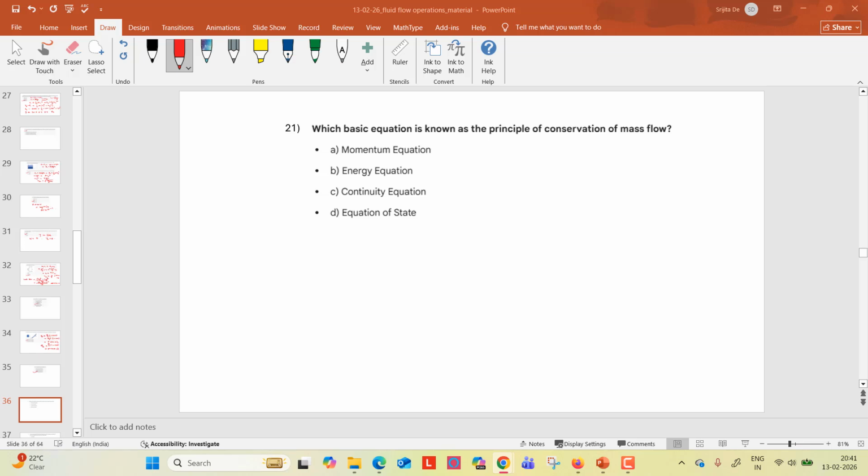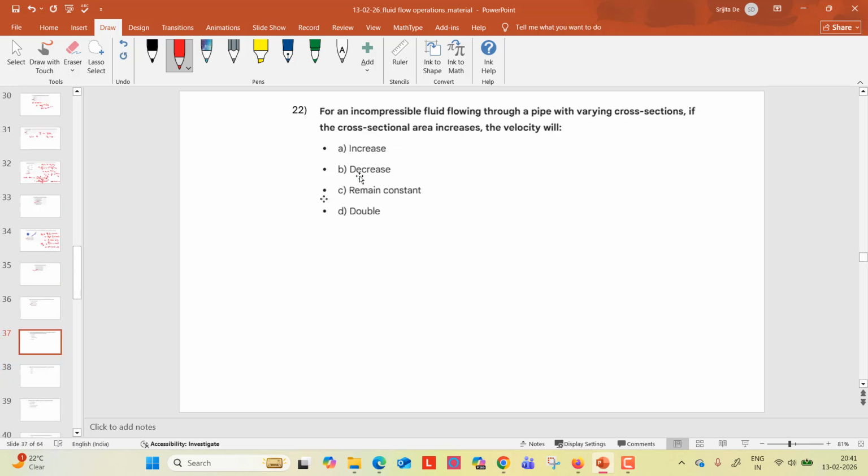Which basic equation is known as the principle of conservation of mass flow? You know that it is the continuity equation. Next, for an incompressible fluid flowing through a pipe with varying cross sections, if the cross sectional area increases, the velocity will decrease, because we know that A1 V1 equals A2 V2. So if A2 increases, V2 has to decrease.